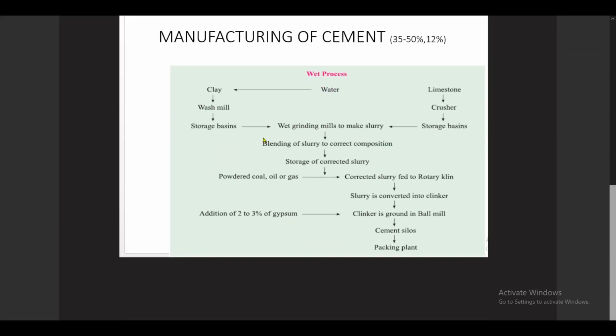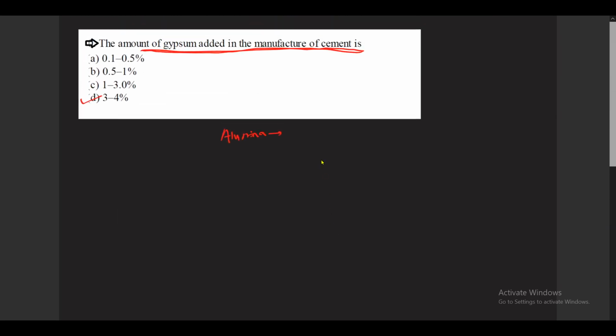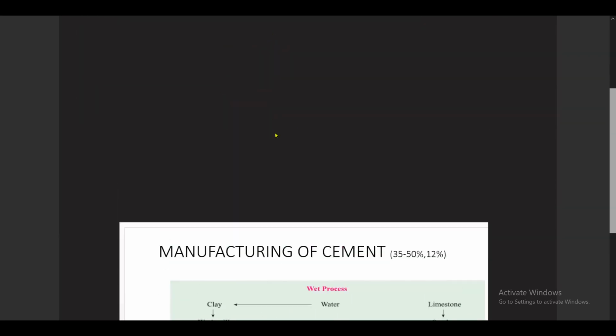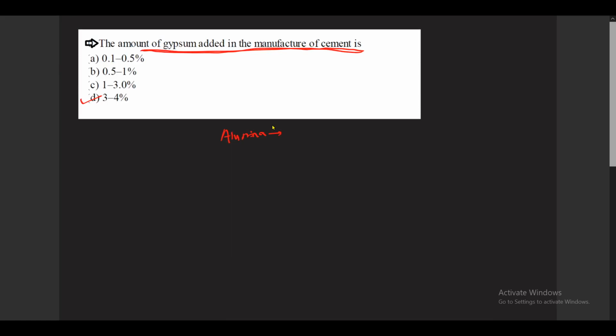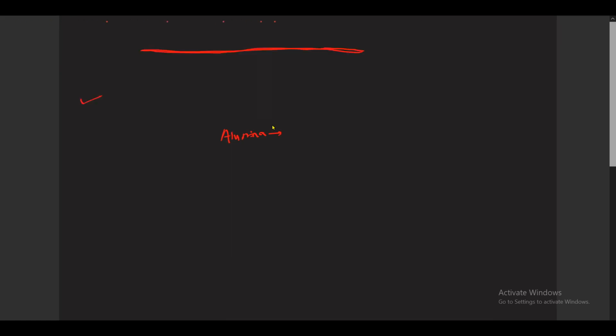You can see it is about the wet process. Here there is addition of 2 to 3% of gypsum. So this is the general value range, that is 3 to 4%. Okay. So now next, let's move to the next question.